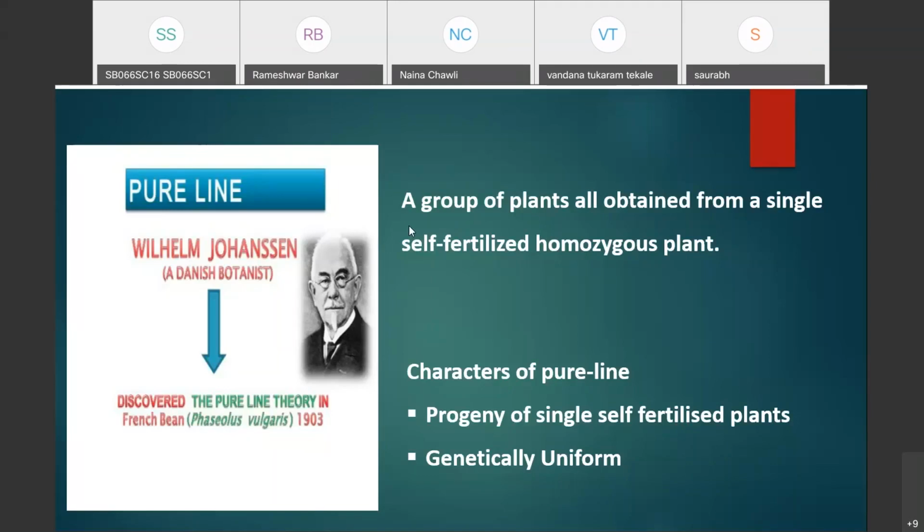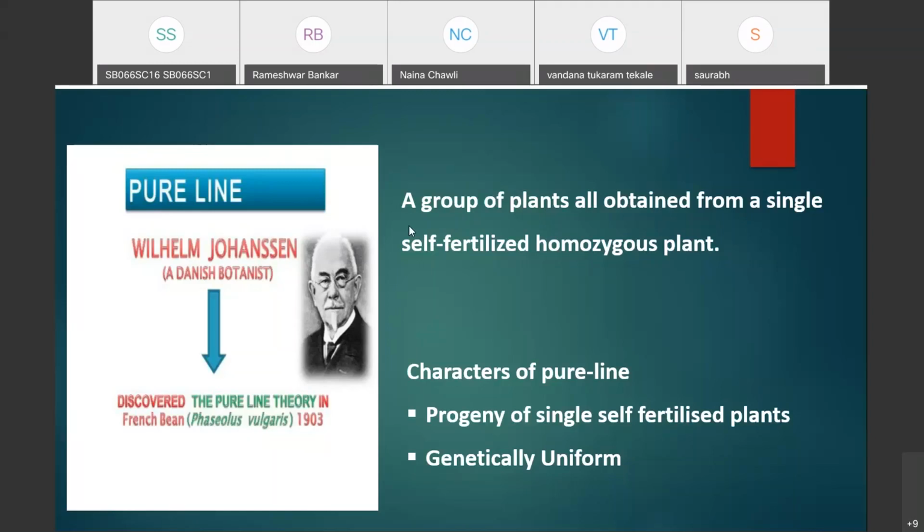Mechanical mixture means what? That is, the pure lines get pollinated with the pollen grains of the other variety. We call it a mechanical mixture, or their seeds get mixed with the seeds of another variety. Natural hybridization may happen, and mutation, sudden heritable changes, may take place in the pure line, and that's why they become genetically variable.